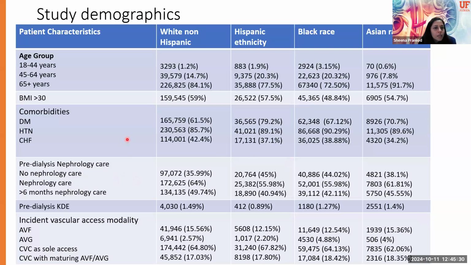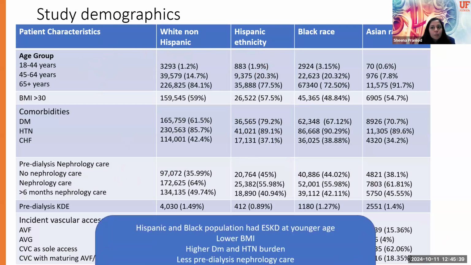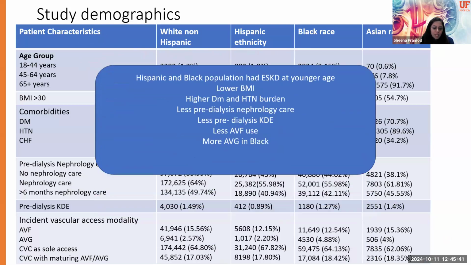So in the patient characteristics, I want to highlight mainly our Hispanic cohort: the Hispanic and Black population had ESRD at a younger age. They had lower BMIs, higher diabetes and hypertension burden, less pre-dialysis nephrology care, less pre-dialysis kidney disease education, less AVF use, with AVGs being more prevalent in our African American population.